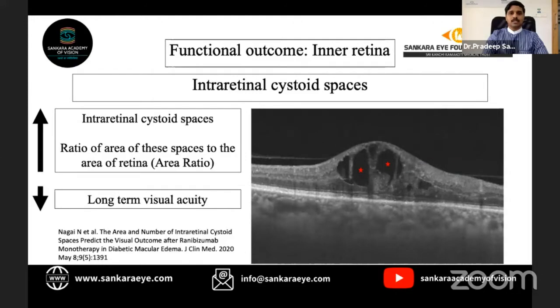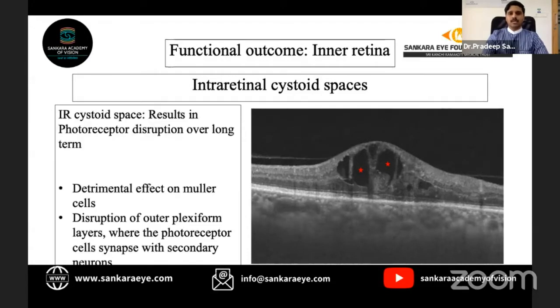Coming to the intraretinal cystoid spaces, it has been described that the presence of more number of intraretinal cystoid spaces and the increase in the ratio of these spaces to the area of retina, which is defined as the area ratio, is associated with a poor long-term visual acuity. We know that the intraretinal cystoid spaces are usually located in the inner retina, but they are known to result in a photoreceptor disruption over long term.